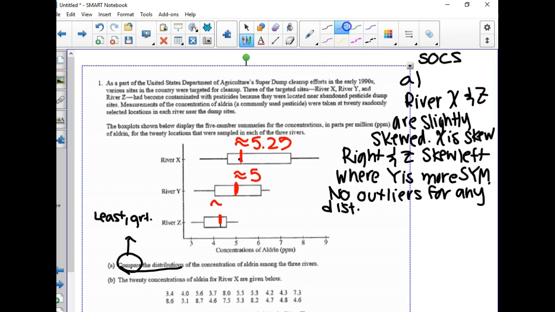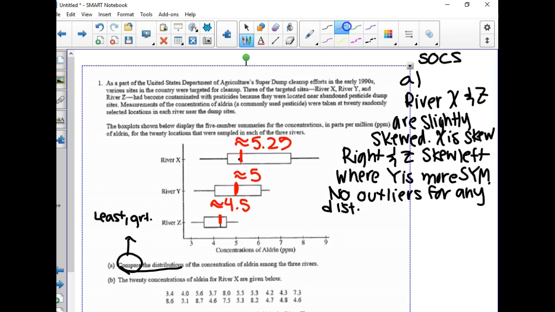4.5, sure. Okay, this is where we have to use comparison words. So we could say river X is larger than river Y and Z. River Y is in between, okay, is approximately 5, which is in between the median for river X and Z, and river Z has the smallest median of all of them. Okay, does that make sense using those comparison words? Yes or no? Okay, all right, so let's write a quick sentence on that now. It doesn't matter exactly how that sentence is written as long as you do use those comparison words.